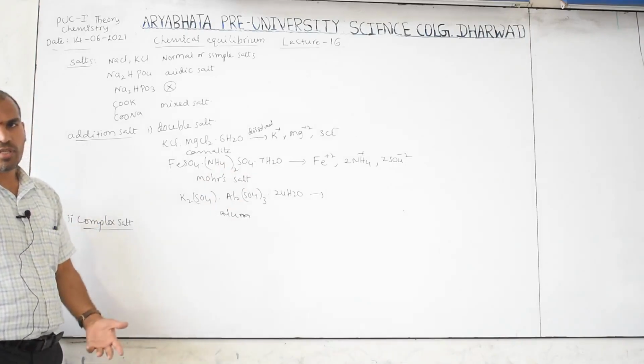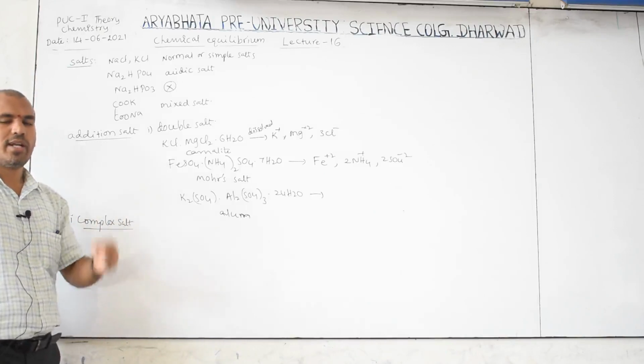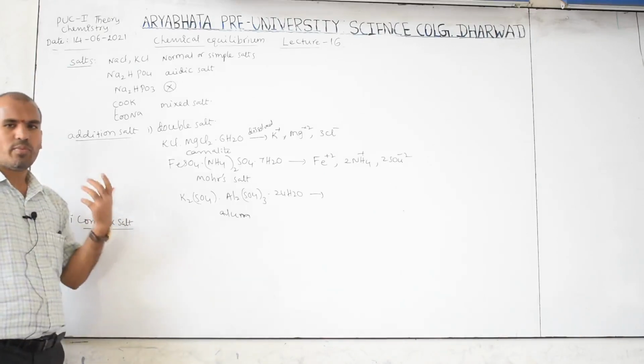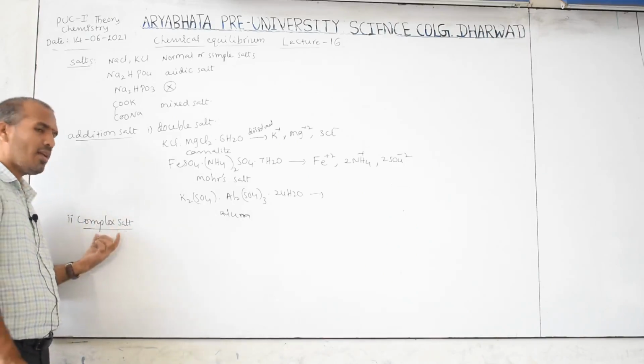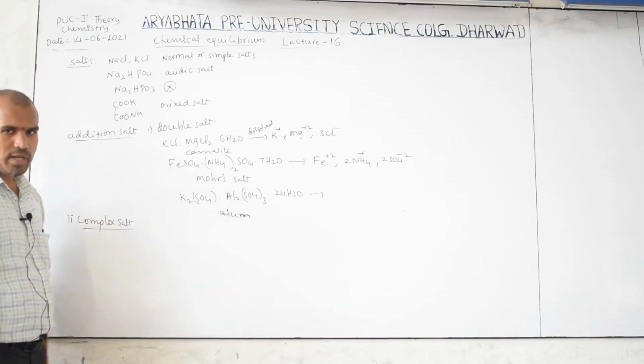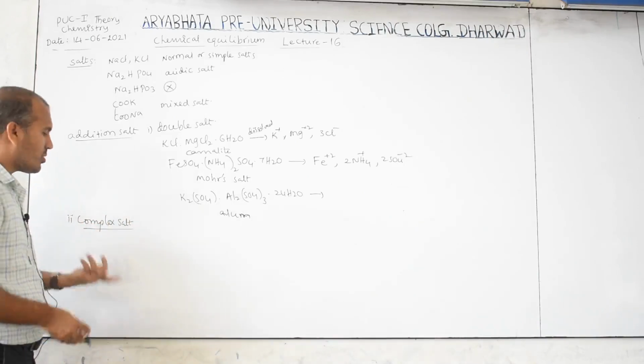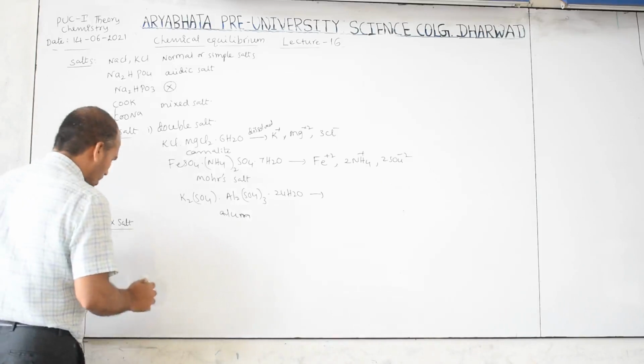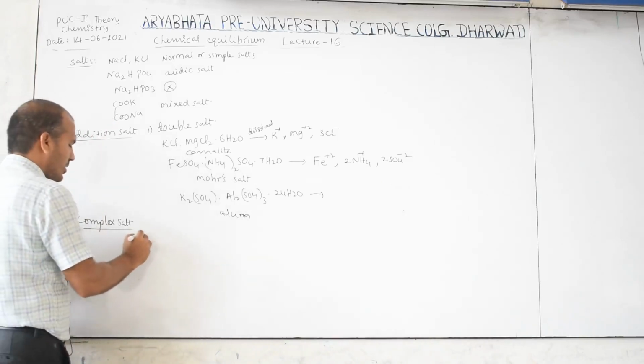You know that in first year also you did some cation and anion identification. In that, whatever ions are present in the salt, you get a positive test for all. But here, you will not get a positive test for all ions. Some will not give the positive test. That is called a complex salt.